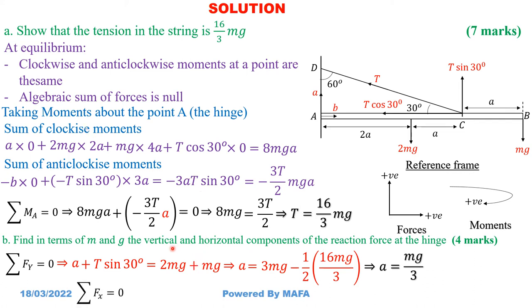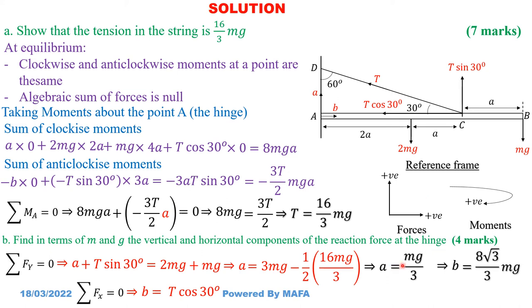Now let's take the horizontal direction. We have the sum of forces in the x direction equal to 0. Now in the x direction we have only two forces. We have the force B, which is the horizontal component of the reaction force at the hinge, and we have T cosine 30, which is the horizontal component of the tension in the string. Alright, so by so doing, it means our B, which is positive, is simply equal to what? Our T cosine of 30 degrees.